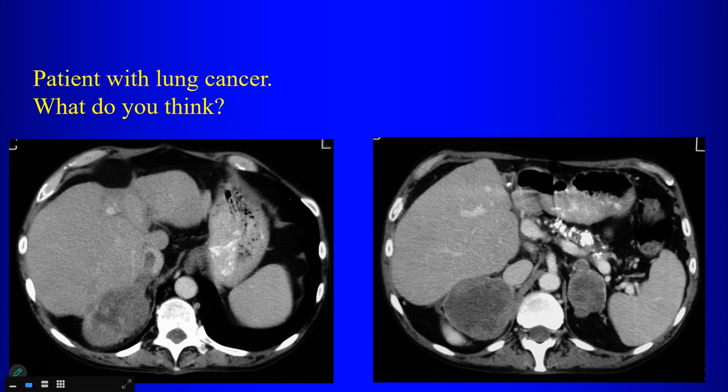What's unusual about this adrenal? Big, and what else is really unusual? Bilateral, it's involving both adrenal glands. Yeah, but lung cancer can do that. That's not unusual.